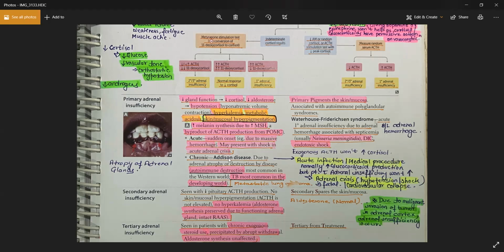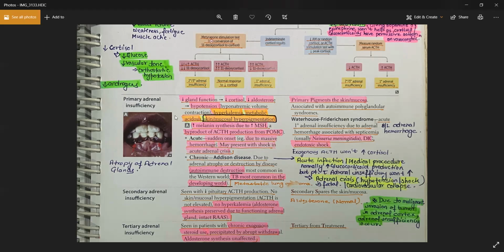The chronic one is caused by autoimmune disease, which is the most common, and TB, which is very common in the developing world. Very important: TB is the most common cause in the developing world. Whenever systemic tuberculosis happens, it can reach the adrenal glands and cause insufficiency. In the Western world, it would be autoimmune destruction.